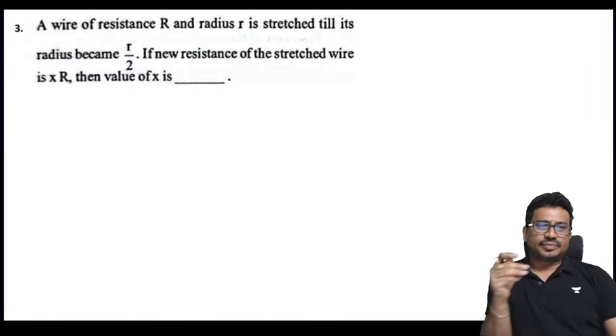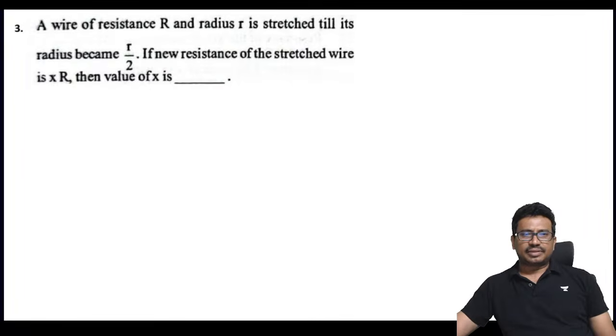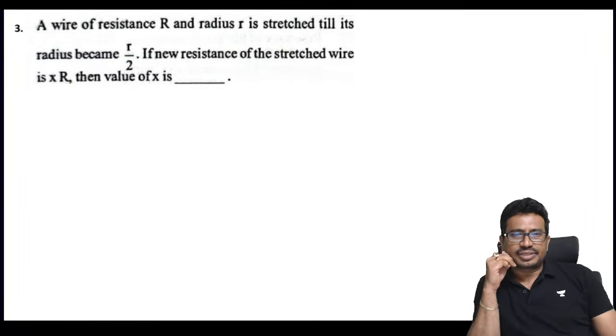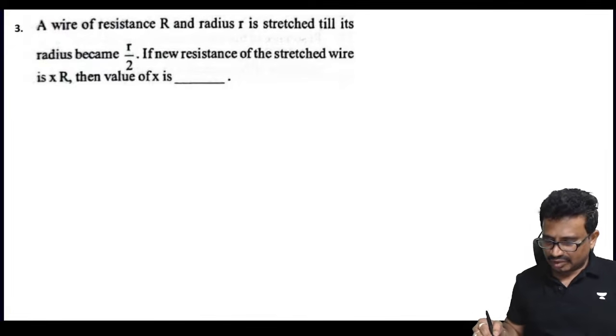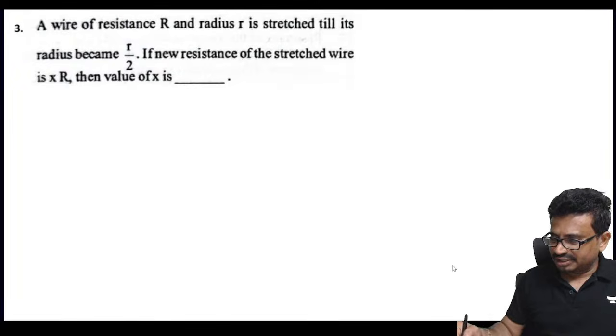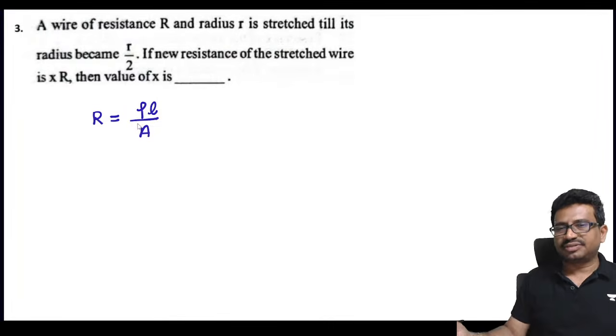Next, see the next one. A wire of resistance capital R and radius small r is stretched till its radius becomes r by 2. If the new resistance of the stretched wire is X into R, the value of X is? Now see what they have given. Radius is given. The resistance of any material is given as basically rho L by A. The wire is stretched until its radius becomes r by 2.